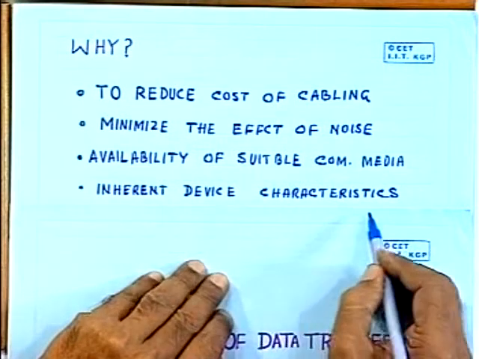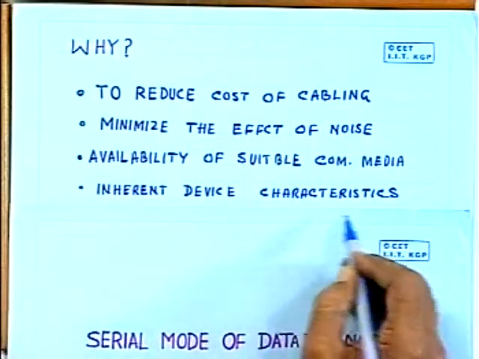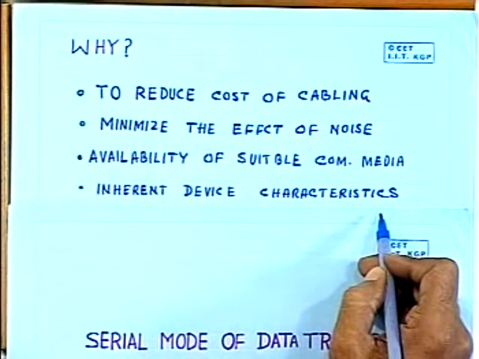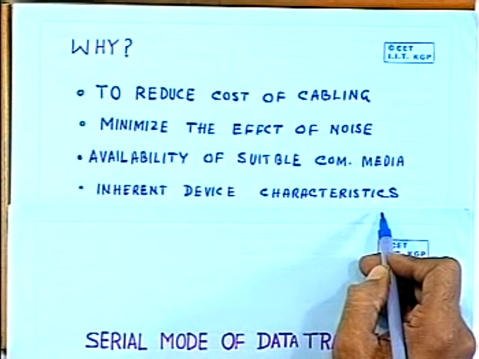Then there are many devices which are inherently serial in nature. For example, tapes. You have to read bit by bit. You cannot read all the bits in terms of bytes. So the inherent device characteristic may be serial in nature.